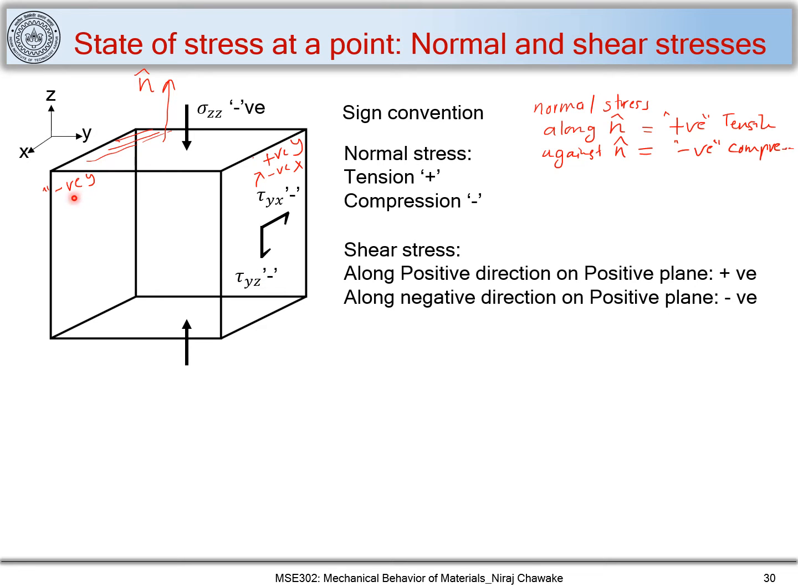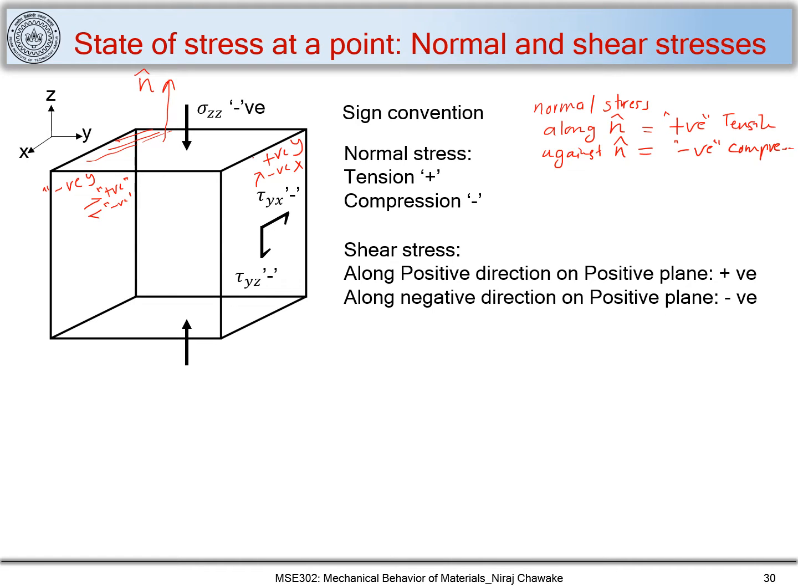But let's say I have a negative y plane, and the shear stress acts in the negative direction, so that will be positive. Let me write it for you. If I have a shear stress acting like this, on a negative plane and negative direction, this stress will be positive. While if the stress is on a negative plane but in a positive direction, this will be negative.